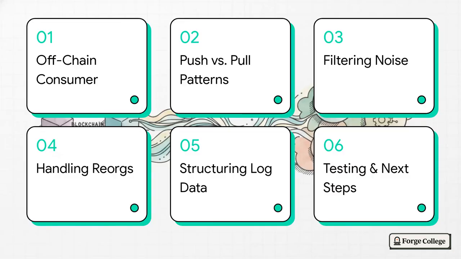We're going to break down the off-chain consumer, look at push versus pull patterns, figure out how to filter blockchain noise, handle those pesky reorgs, structure your log data, and finally, do a test run of our machine.